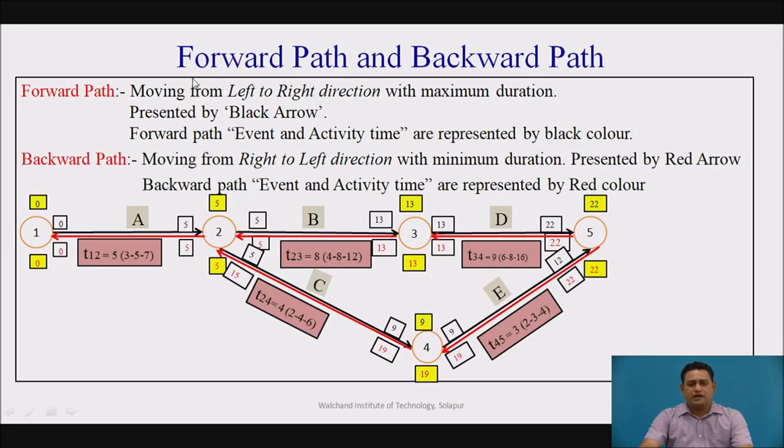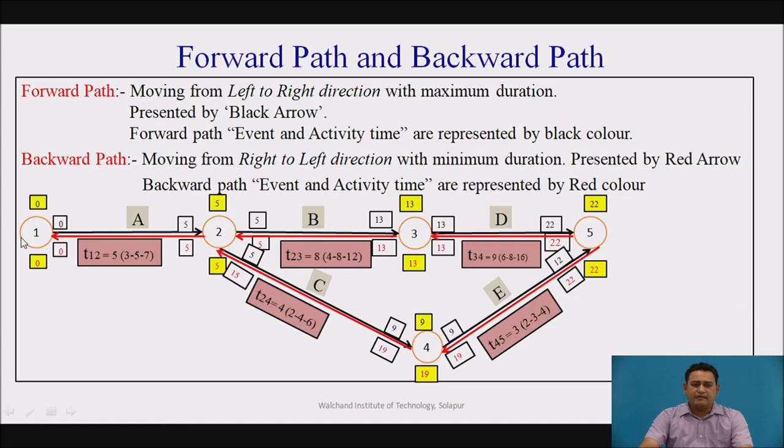As we have seen in the earlier slide, we are going to move from the left hand side to the right hand side for the forward path, and from the right hand side to the left hand side, which is called the backward path. In this network diagram, the forward path is represented by the black arrows, and the backward path is represented by the red arrows.